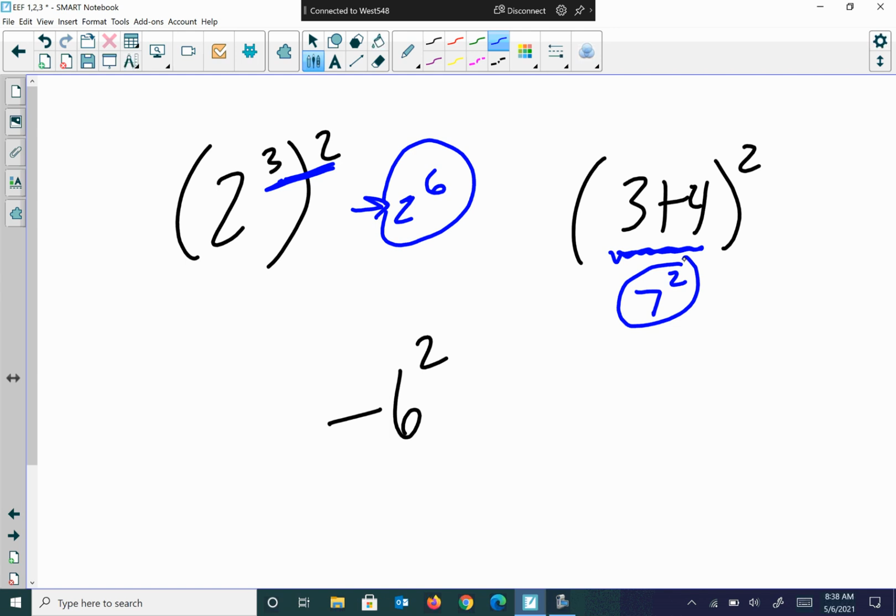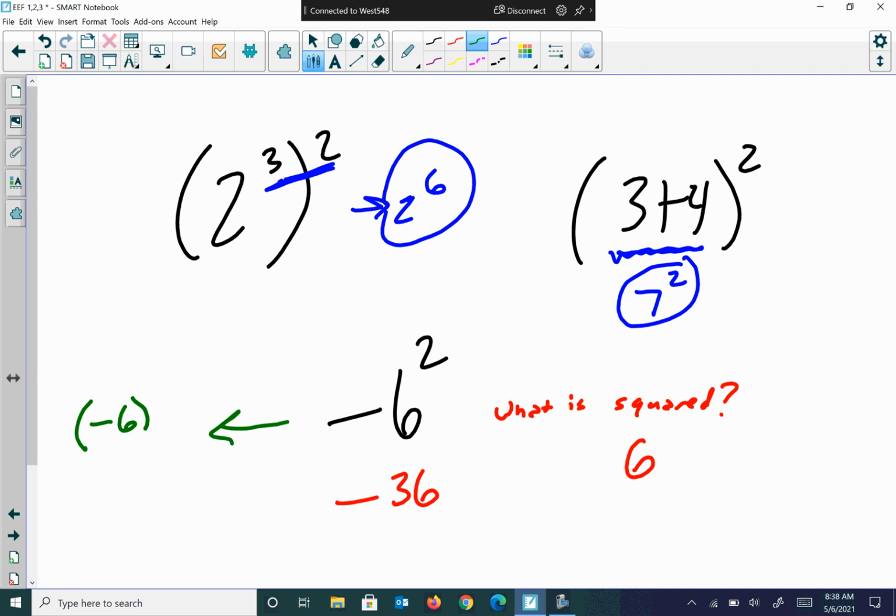Now, this was something that came from the quadratic formula. So what is squared? Right. Good. Excellent. So the 6 is squared. So my answer, if I said, what does this truly come out to? It's negative 36, because the 6 is the only thing being squared. If I wanted to make sure it was a positive number, I'm going to go negative 6 squared, and that's going to give me a positive 36.